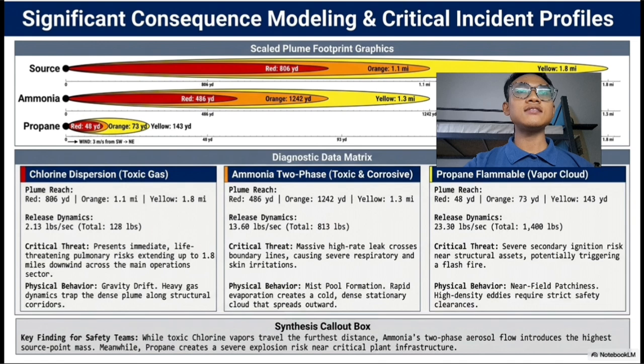So the synthesis callout, which is the key finding for the safety team: while toxic chlorine vapor travels the furthest distance, ammonia's two-phase aerosol flow introduces the highest source point mass. Meanwhile, propane creates a severe explosion risk near critical plant infrastructure.